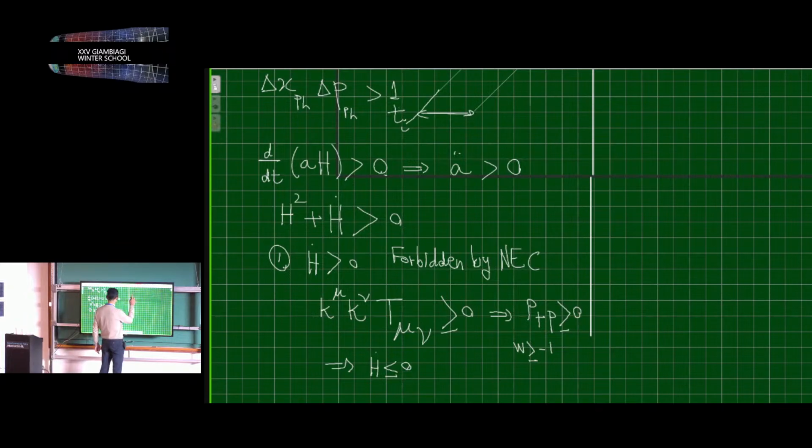The other alternative would be that, if we don't allow H dot to be positive, then H dot is negative, and for this condition to be satisfied, we have the second option, which is minus H dot over H squared should be less than 1. So H dot remains negative.